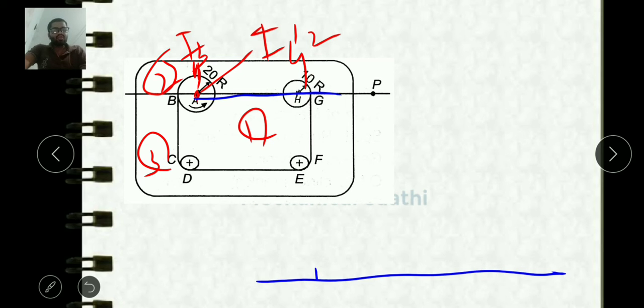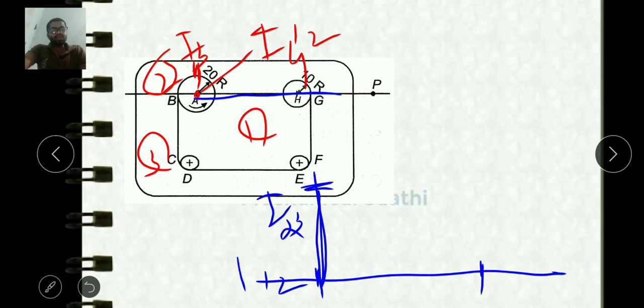Okay, so let this be I12 and this be I14. And I23, which is somewhere here. So this is I23, and here it is I12, and here it is I14.